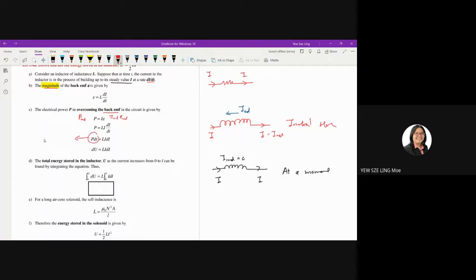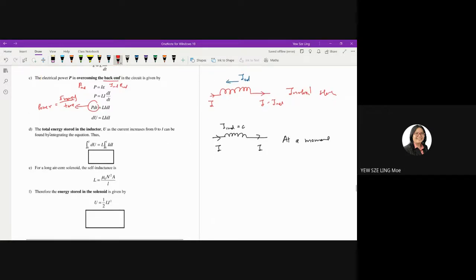Why? Because power is equal to energy over time. This is the equation that we learned in Semester 1. So P dt equals Li di, and you replace P dt with dU, your energy. Then you integrate both sides. So the total energy stored in the inductor has increased from 0 to I. Initially in your inductor, there is no current. After you switch on the power supply, it builds up slowly, and when it comes to I, it can be found by integrating the equation. So U equals 1 over 2 Li squared.